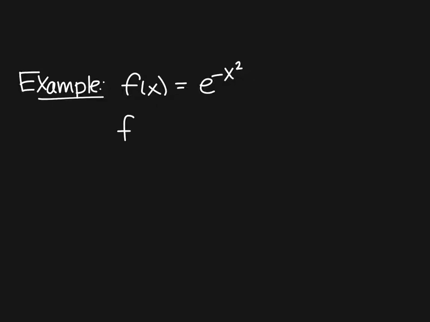Let's do the following. Let's do the function e to the negative x squared. Now, I don't know about you, but maybe you have a perfect picture in your head and you know what e to the negative x squared looks like, but maybe not. So we want to look at the first derivative, and we want to look at the second derivative. The first derivative of e to the negative x squared will be e to the negative x squared times the natural log of e times the value of negative 2x.